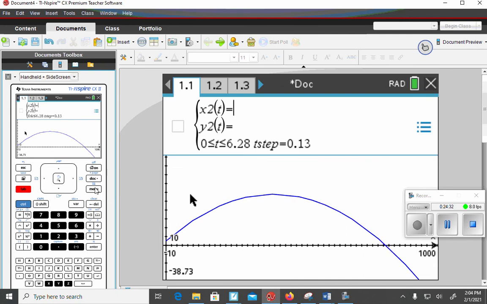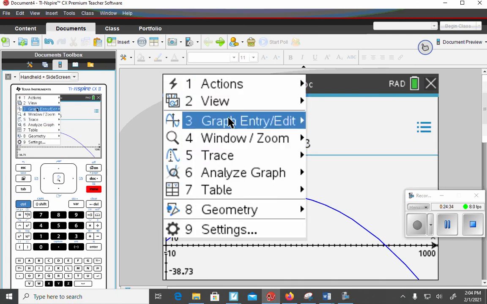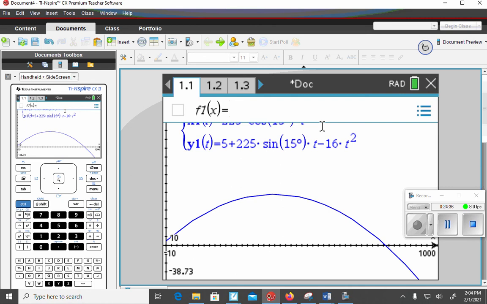So I'm going to hit menu and then go to graph entry edit, and I'm going to do function. So it's going to let me graph on the same page and see everything on the same page, but it's not going to let the parametric equation interact with the function equation, if that makes sense. So I'm typing in that equation that I just wrote there.